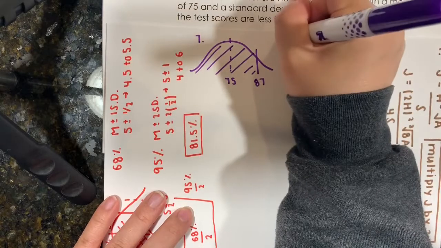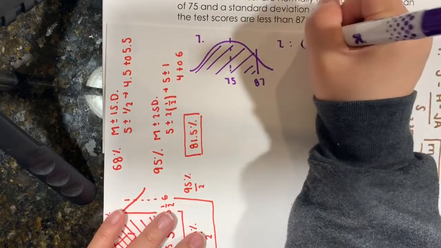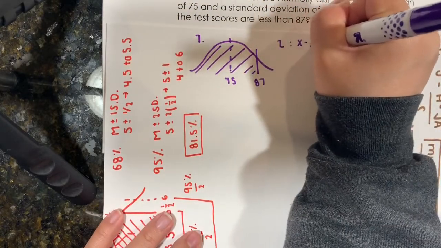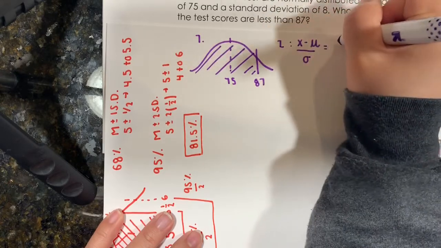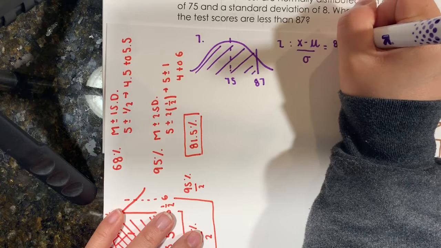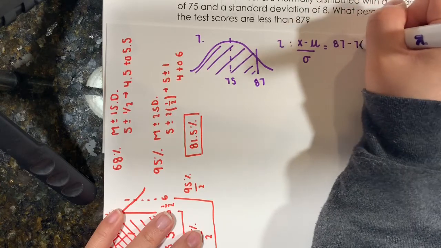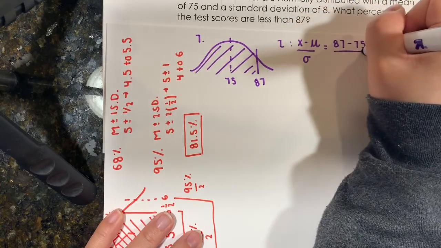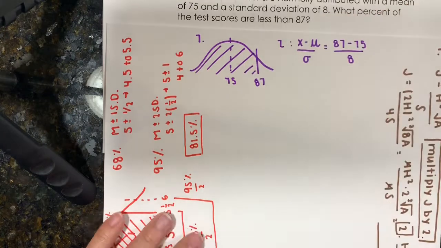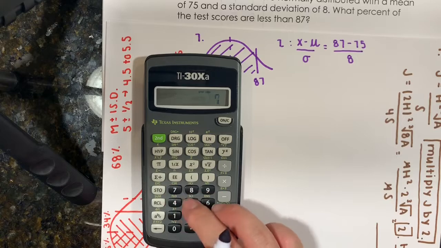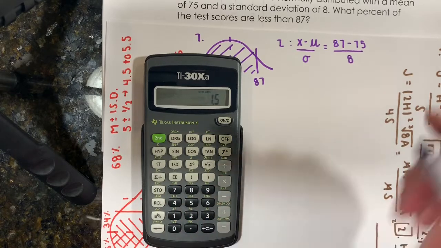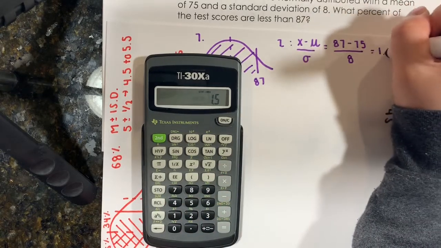And we're going to calculate that using the z-score. And that's always x minus the mean divided by the standard deviation. So in our case, our x is going to be the 87. Our mean is 75, and our standard deviation is going to be 8. So in our calculator, 87 minus 75, and then divide that by 8, you get 1.5.